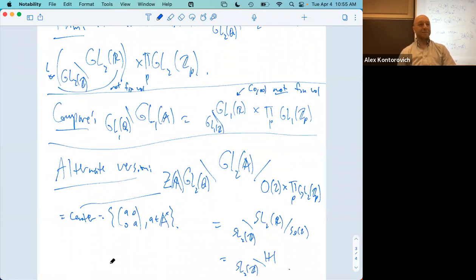It's just to make it finite volume. The point is that this is now a finite volume quotient.